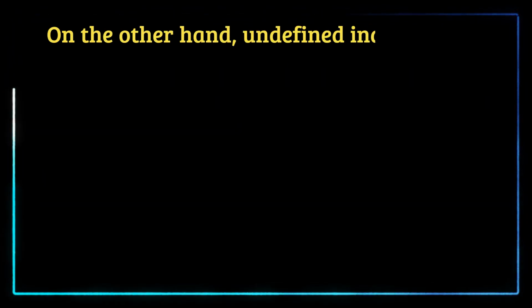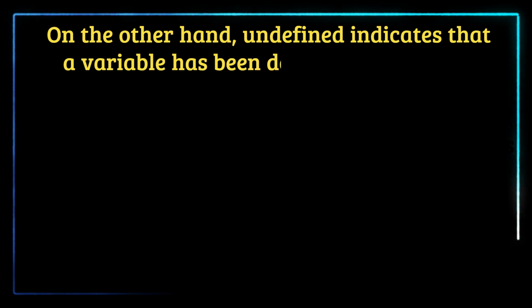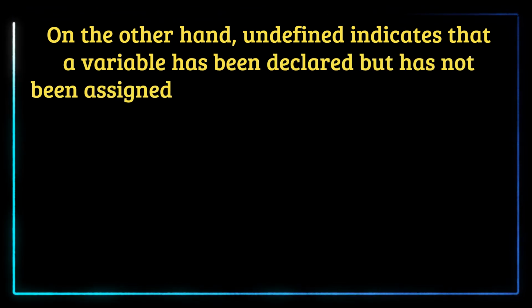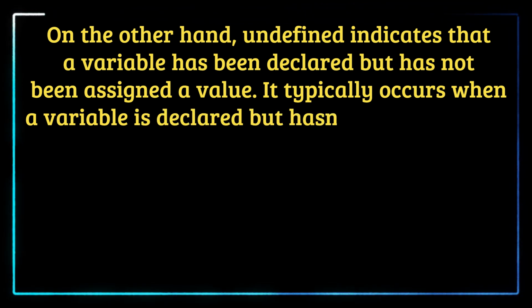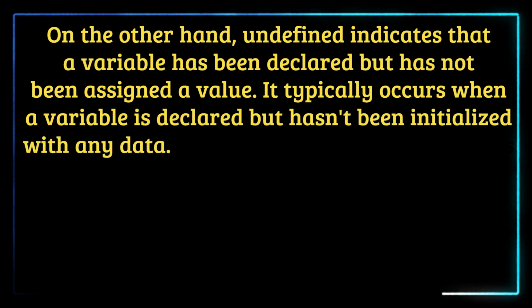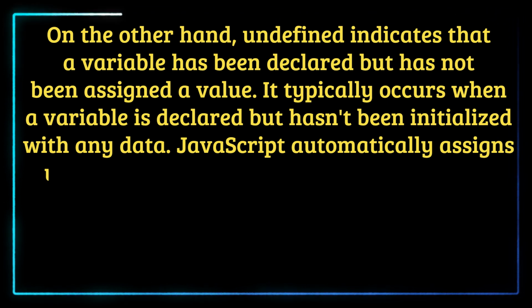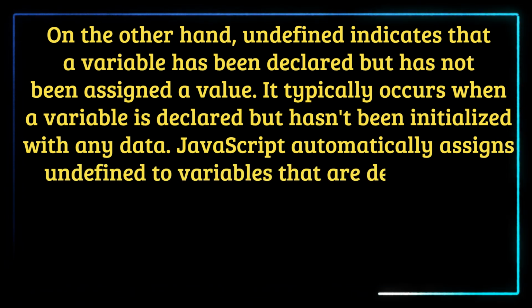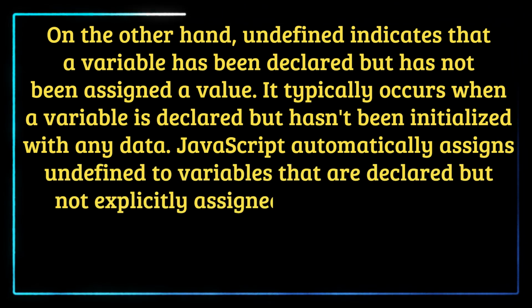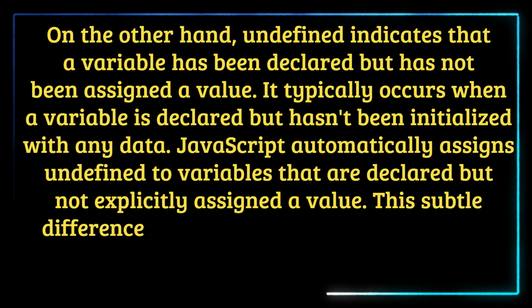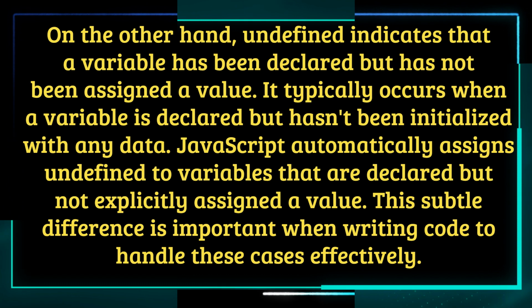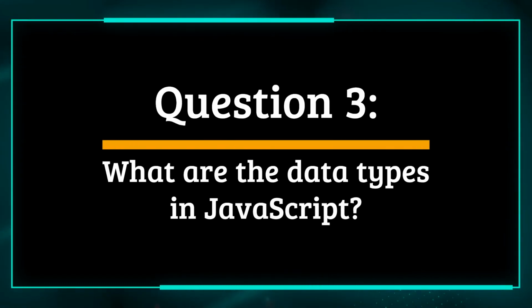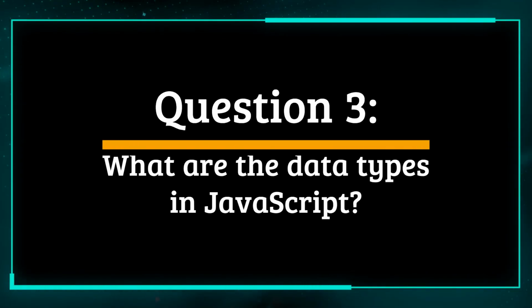On the other hand, undefined indicates that a variable has been declared but has not been assigned a value. It typically occurs when a variable is declared but hasn't been initialized with any data. JavaScript automatically assigns undefined to variables that are declared but not explicitly assigned a value. This subtle difference is important when writing code to handle these cases effectively. Question 3. What are the data types in JavaScript?